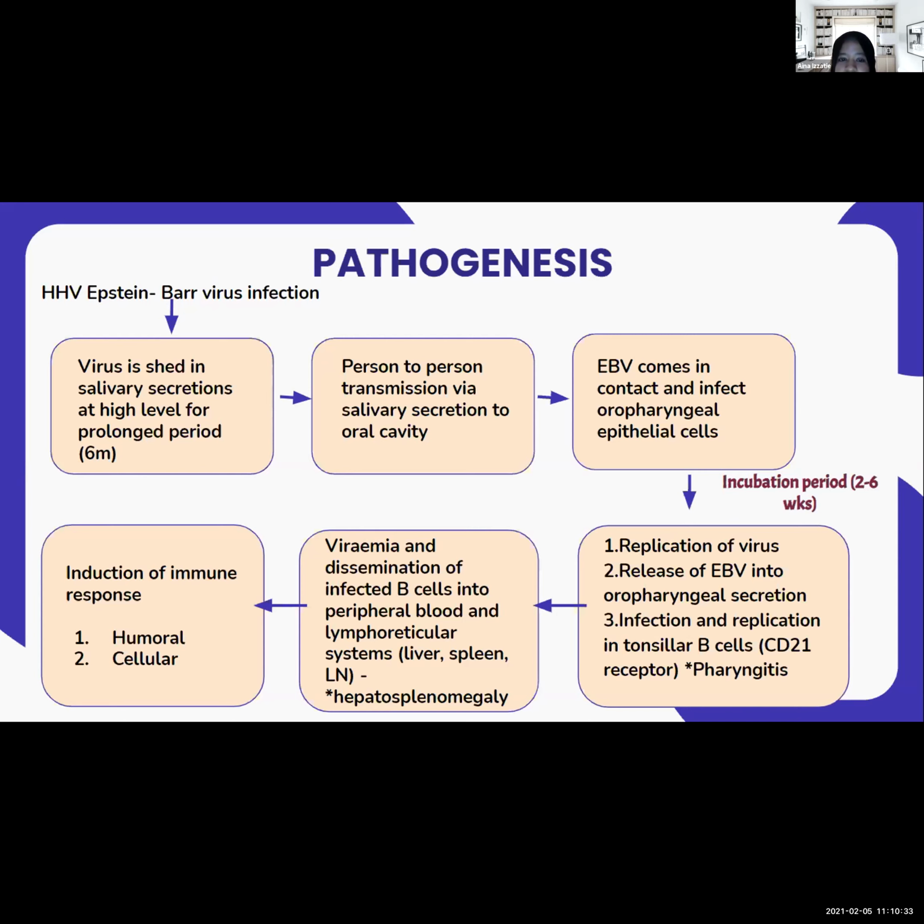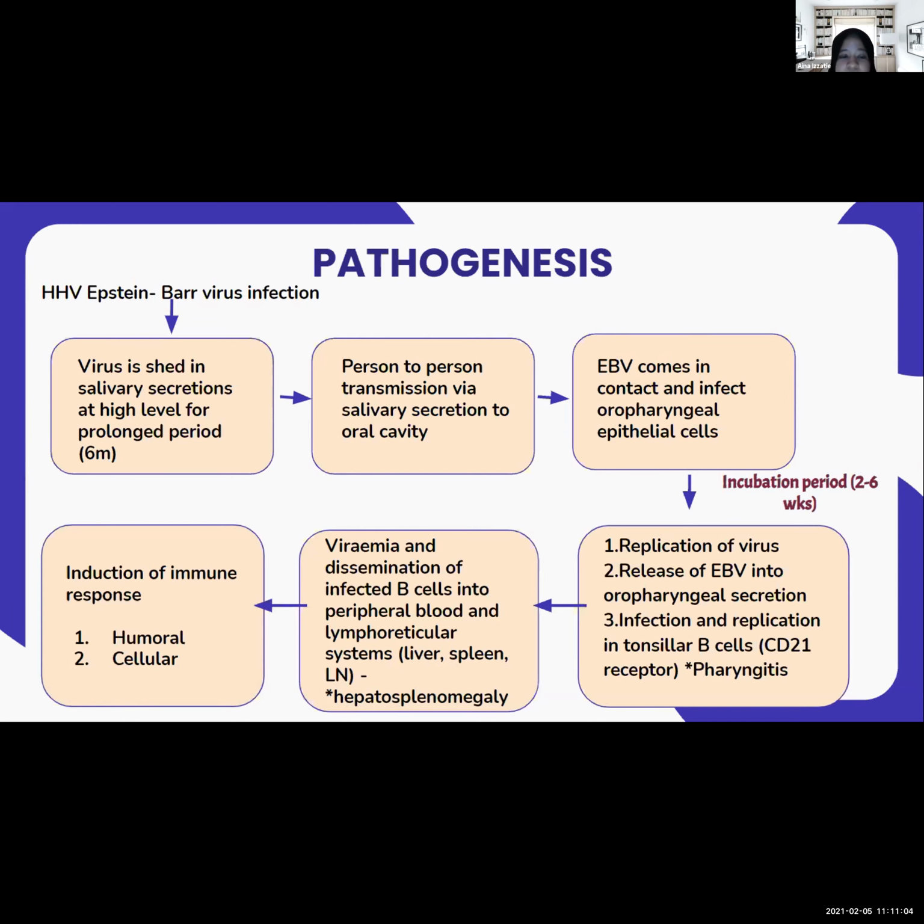When there is ongoing viral replication, there will be viremia and dissemination of the infected B cells to the peripheral blood and also the lymphoreticular systems, including the liver, spleen, and lymph nodes. There will be lymphocytic infiltration of the lymphoreticular system that will lead to the signs of this disease, which are hepatosplenomegaly and also lymphadenopathy.